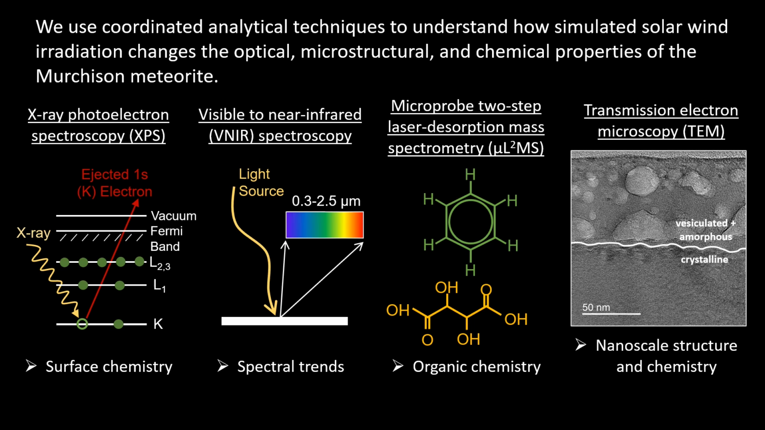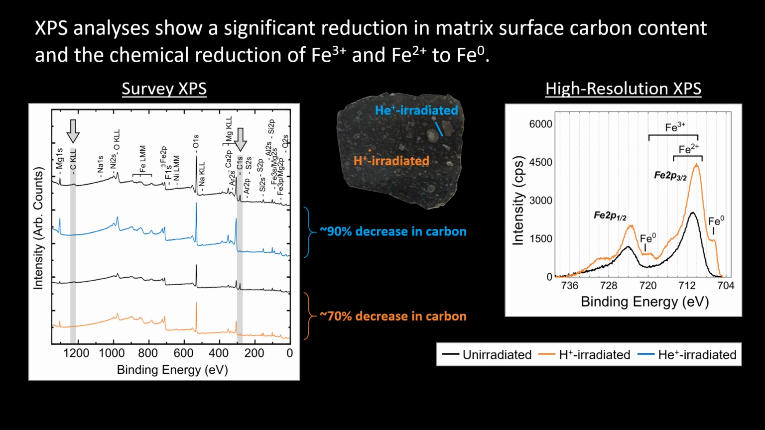And by using these techniques collectively, we can identify relationships between the spectral, microstructural, and chemical changes induced by ion irradiation. First is XPS analysis, which investigates elemental abundances and chemical states within the approximately outermost 10 nanometers of the sample. The left graph shows survey XPS spectra before and after ion radiation obtained from the matrix regions indicated on the Murchison slab shown in the center.